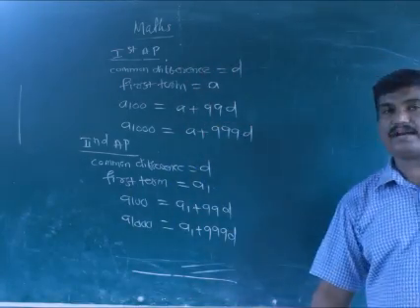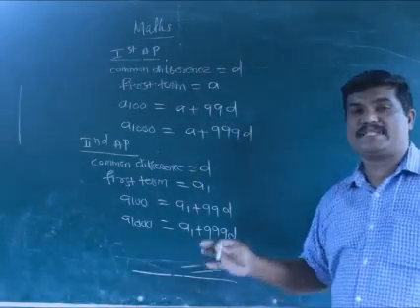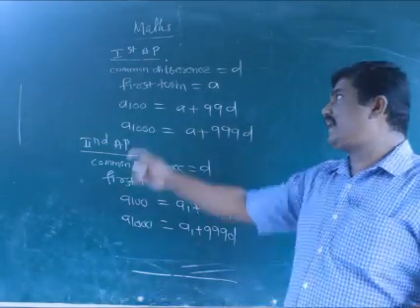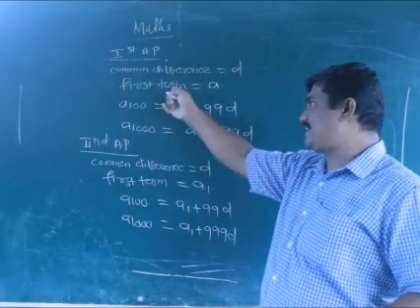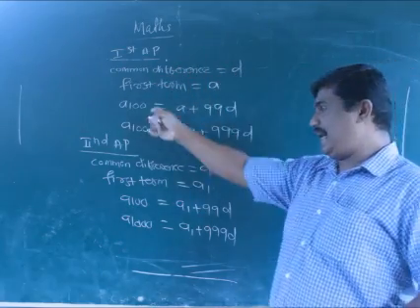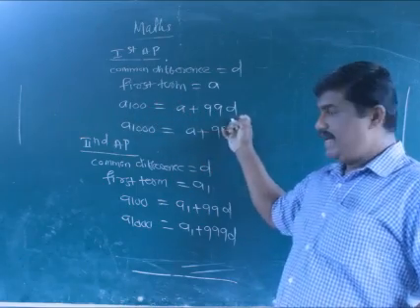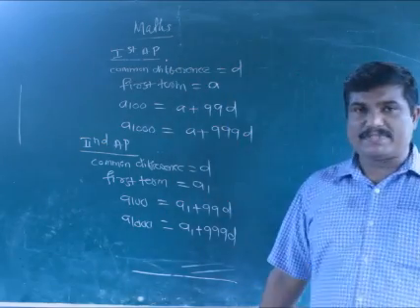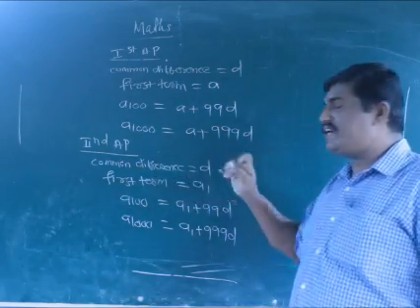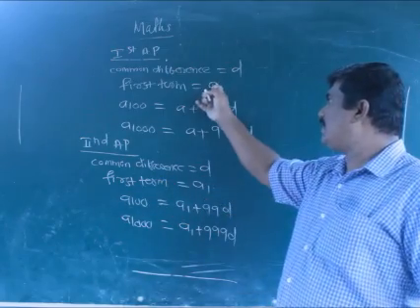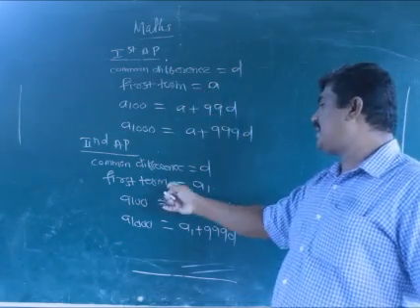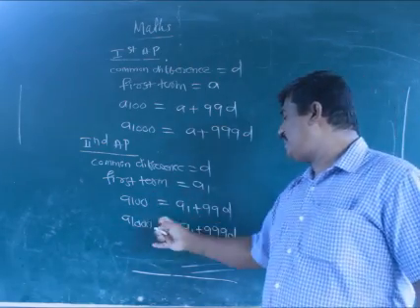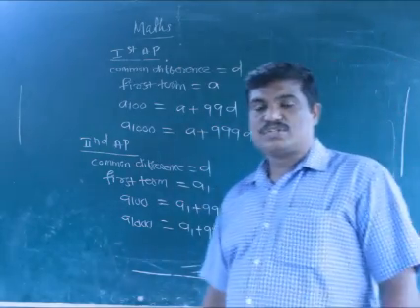Two APs are given. The 100th term difference is given as 100. You have to find the 1000th term difference. First write down the first AP: the common difference D, and the first term denoted by A. A100 is A plus 99D, and A1000 is A plus 999D. For the second AP, the common difference is the same, D, and the first term is A1. So A100 is A1 plus 99D and A1000 is A1 plus 999D. Okay, clear? So this is given.